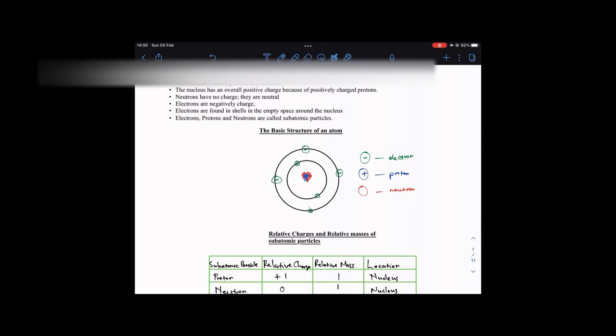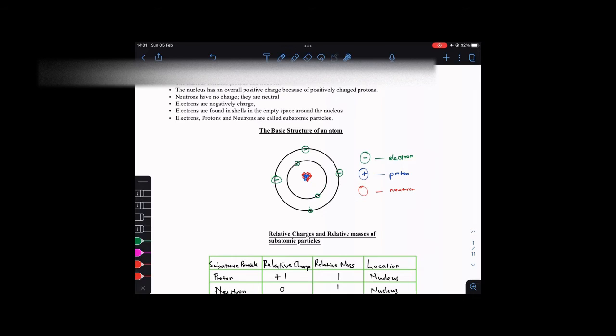And then outside the nucleus, we have these shells where electrons are, and electrons are negatively charged and are found in shells in an empty space around the nucleus. So around the nucleus of an atom is empty space, right? This empty space, that's where we find electrons that are negatively charged. So subatomic particles of an atom are electrons, protons, and neutrons.